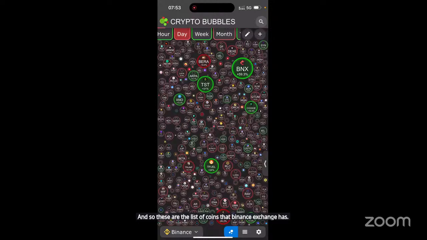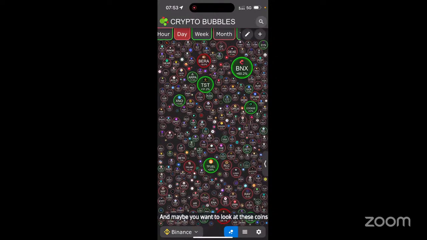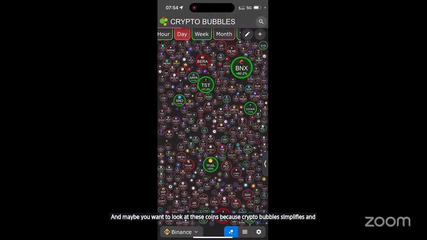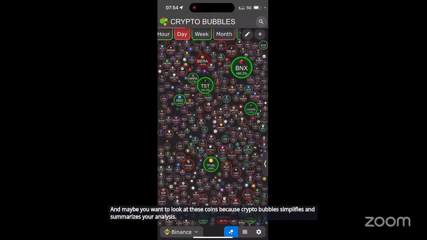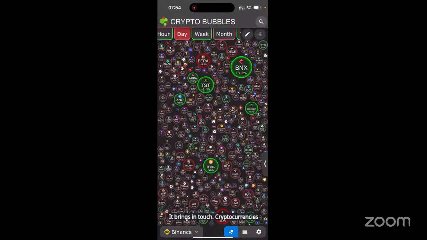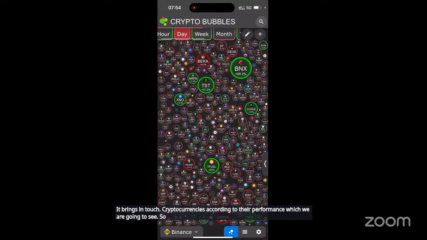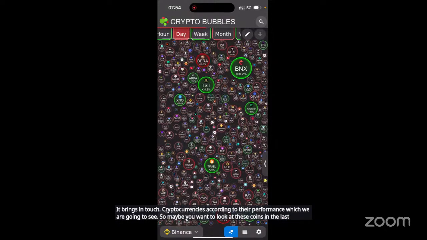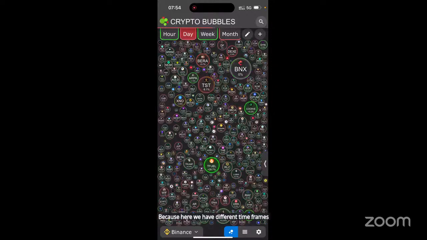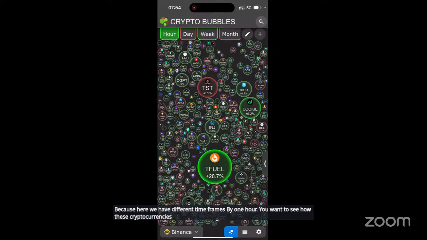And maybe you want to look at these coins because Crypto Bubbles simplifies and summarizes your analysis. It brings in touch cryptocurrencies according to their performance, which we are going to see. So maybe you want to look at these coins in the last 1 hour, because here we have different time frames. By 1 hour, you want to see how these cryptocurrencies are performing in 1 hour.